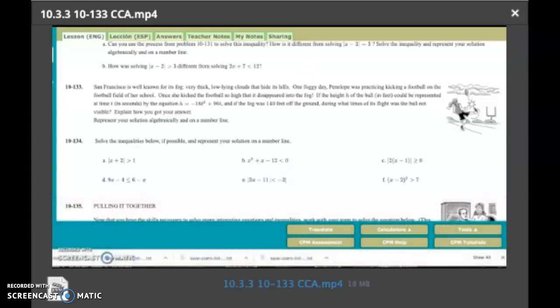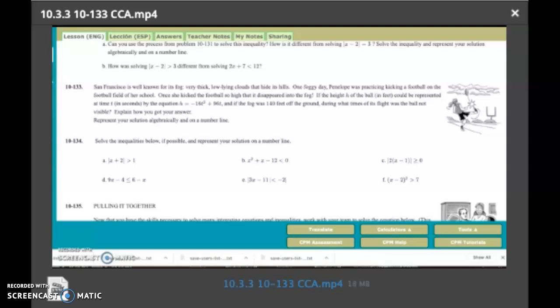All right, this is lesson 10.3.3, problem 10.133. So it says San Francisco is well known for its fog, very thick, low-lying clouds that hide its hills. On a foggy day, Penelope was practicing kicking a football on the football field of her school. Once she kicked the football so high that it disappeared into the fog.